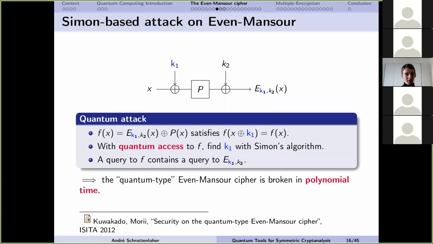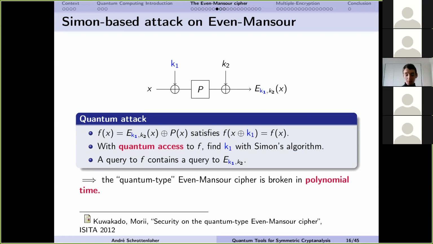The attack is very simple because I already presented this periodic function that we can make out of it. If you take the cipher and if you XOR the public permutation, then you have basically K2 plus P of X plus P of X plus K1, which is a secret. And this is periodic of period K1. It's invariant if you XOR K1 to the input. And so you have a function with a hidden period, and this hidden period is the secret of the cipher. So if you have quantum access to this function, you can break it with Simon's algorithm.